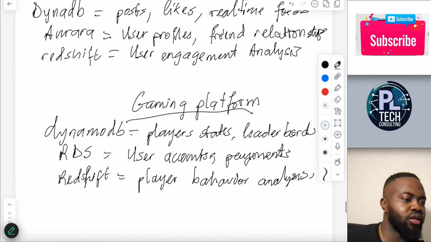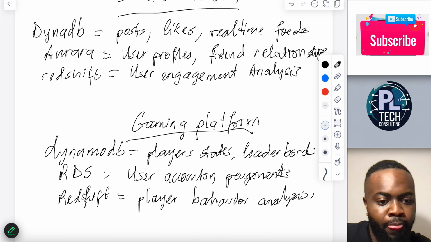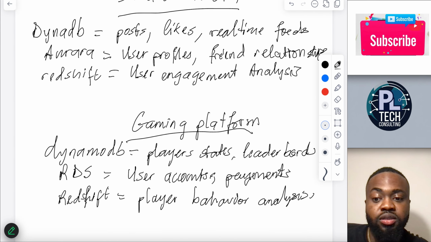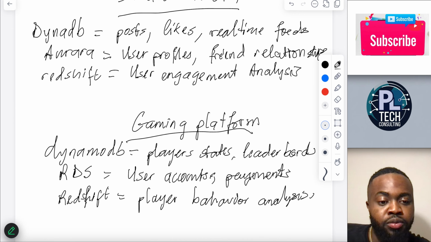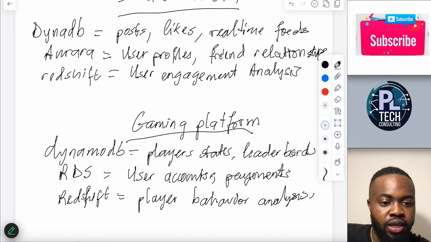Yeah, so you see, the key is about choosing the right database for the right use case. Again, sometimes one company can require multiple types of databases, and sometimes it may not. So depending on your use case, choose the right database, and everything should be great.